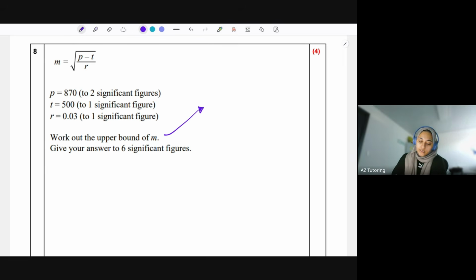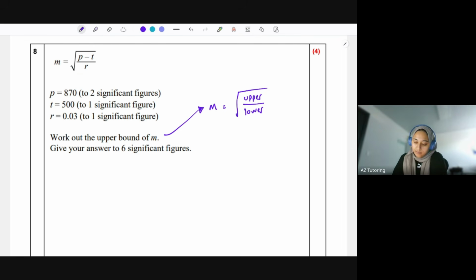So before starting this, to work out the upper bound of m, we need to work out the upper bound of the values that are on the top, and we need to find the lower bound of the values on the bottom. So whenever you're dividing numbers and you want to find the upper bound of that number, you always do the upper divided by the lower. That's the rule to find the maximum number. Okay, so what we'll need to do is find the upper and lower bounds of all these values, p, t, and r. So let's do that first.